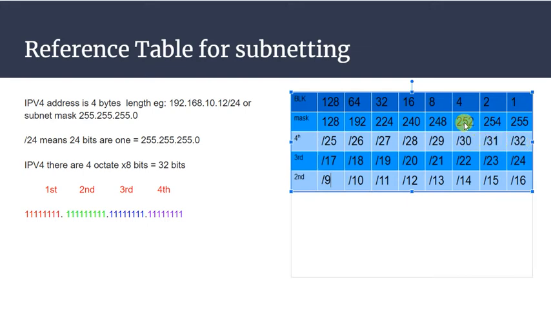Okay, because 252 plus 2 is 254, 254 plus 1 is 255. So slash 32 is basically 255 as the value. Okay.